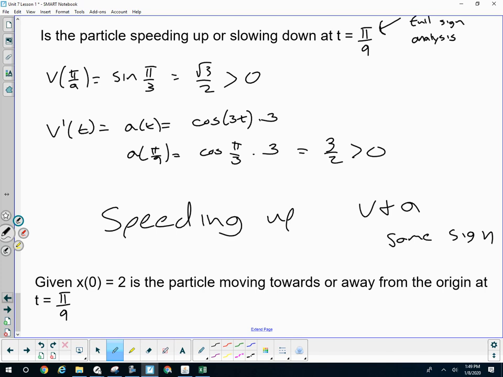Given x of 0 is 2, is the particle moving towards or away from the origin at t equals pi over 9? It's a great question. So I'll need, first of all, v of pi over 9. I know v of pi over 9 is positive. So I know I'm moving to the right. But now I have to find x.